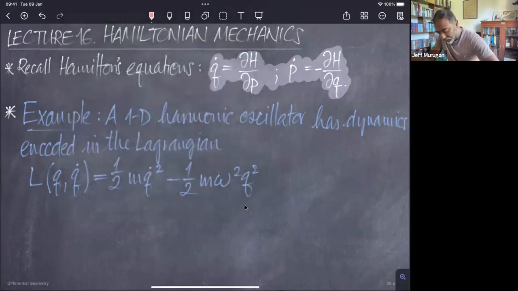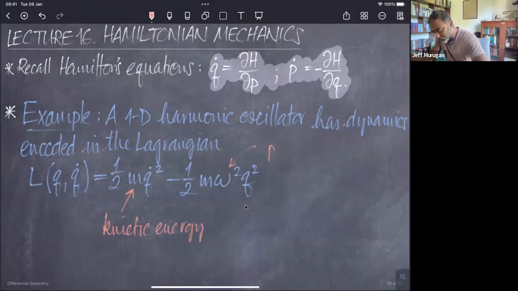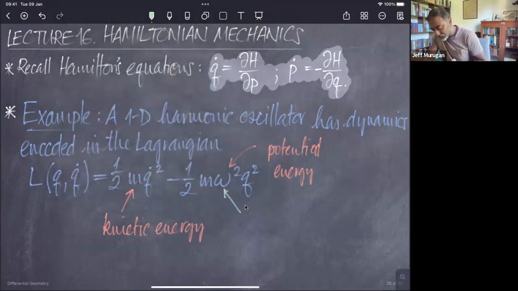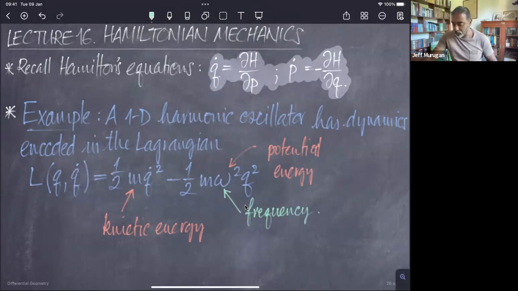So this is the kinetic energy, and this is the potential energy of the oscillator. And this omega here is its natural frequency. q is, of course, the position of the oscillator, and q dot is the velocity of the oscillator.